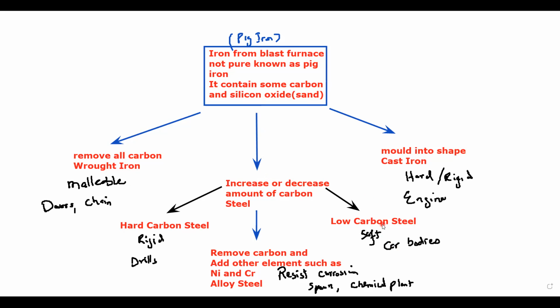If I want to make car engines, then the cast iron, the low carbon pig iron, is just molded into shape, it will become cast iron and we can use it for making engine blocks. Or we can just remove all of the carbon, so it will turn out to be wrought iron. Is it clear? This flow chart shows the properties and the types of iron and steel.